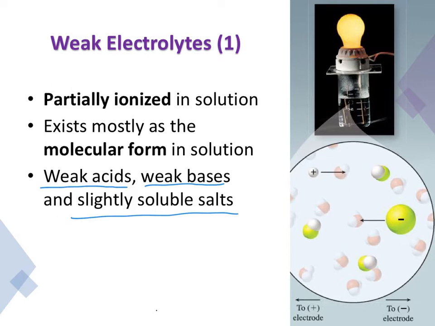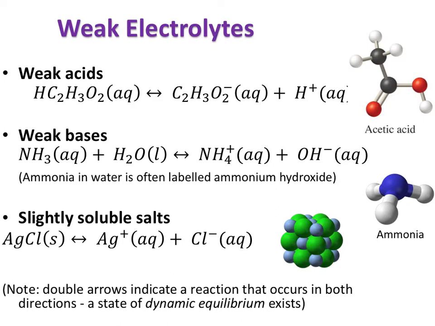An example of a weak acid is acetic acid. It stays mostly in its molecular form with a few percent splitting into the acetate anion and the hydrogen cation, which makes it an acid.